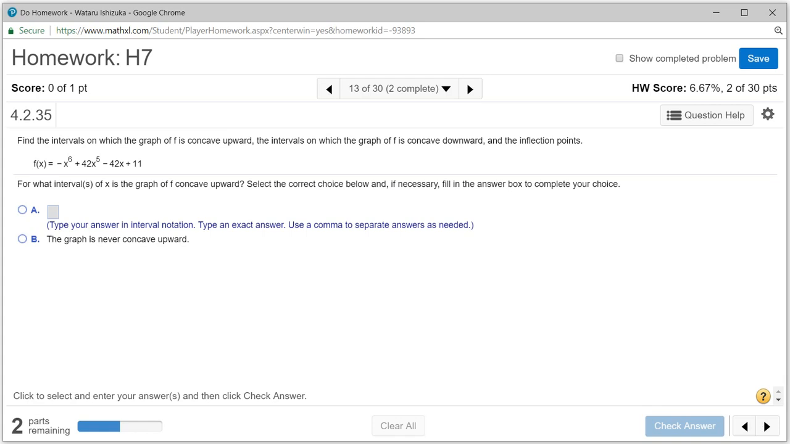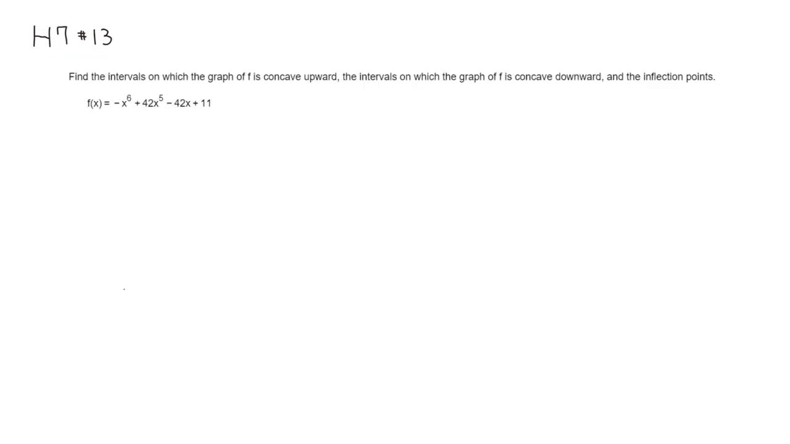Alright, let's look at homework 7, problem number 13. We want to find the intervals of concave upward and concave downward, and the inflection points. So let's do that. We need the second derivative, so we're going to take the first derivative first.